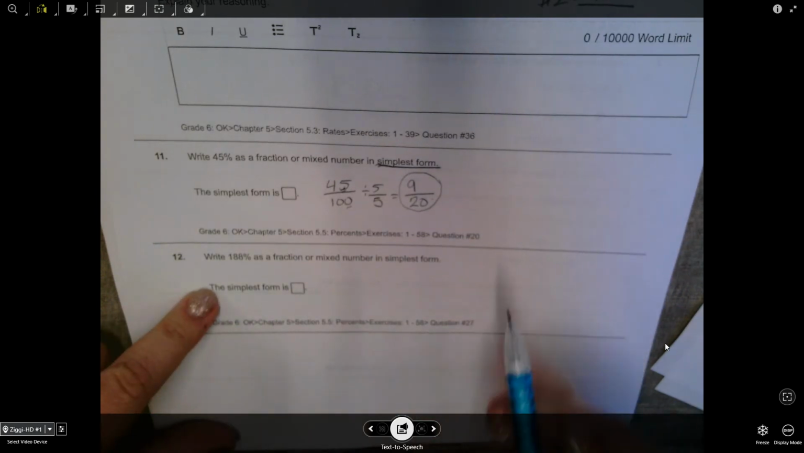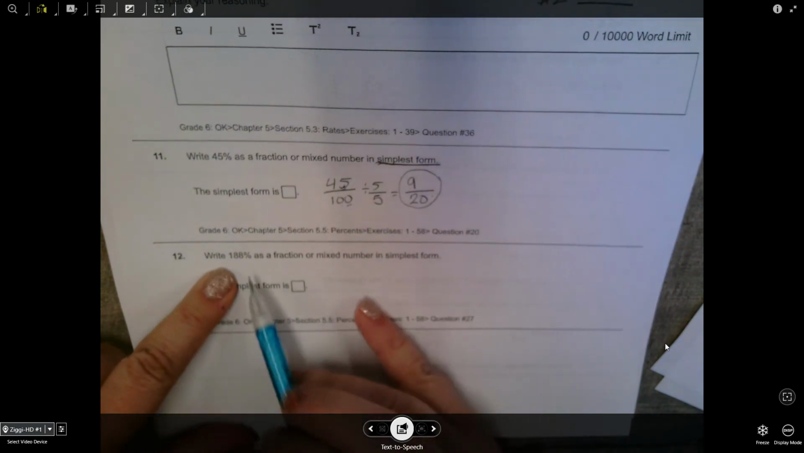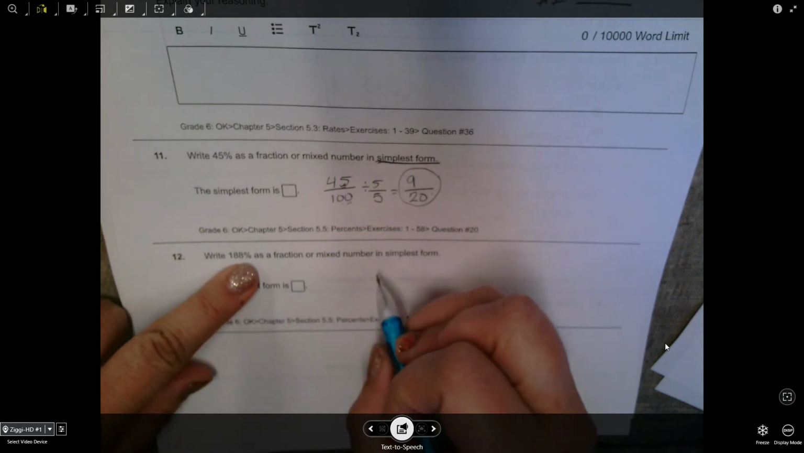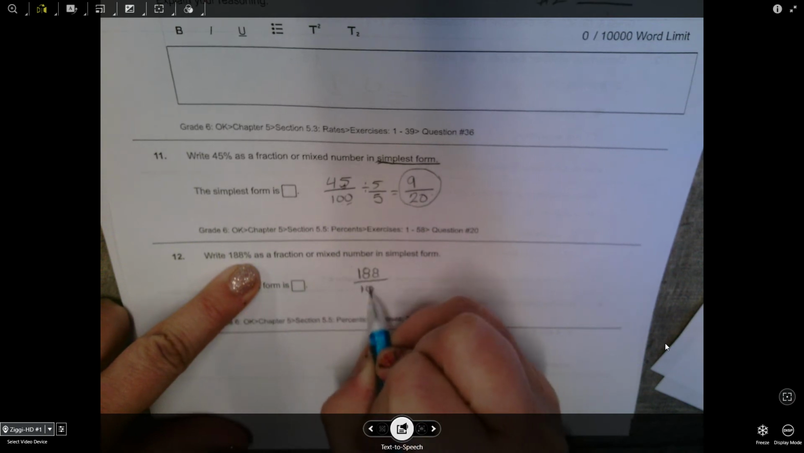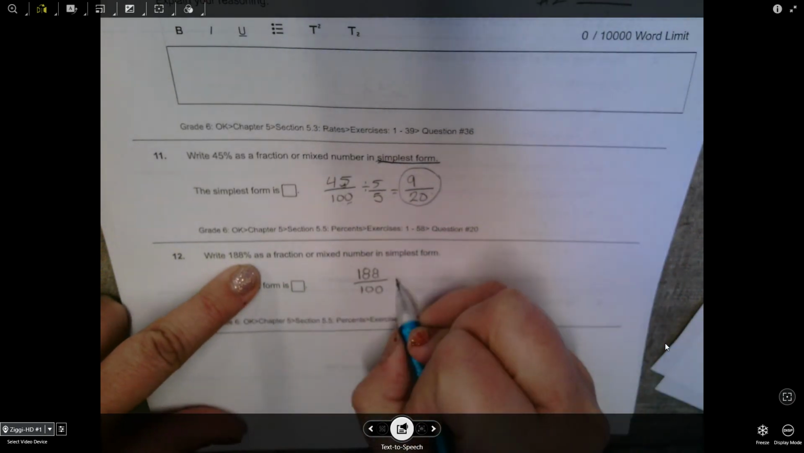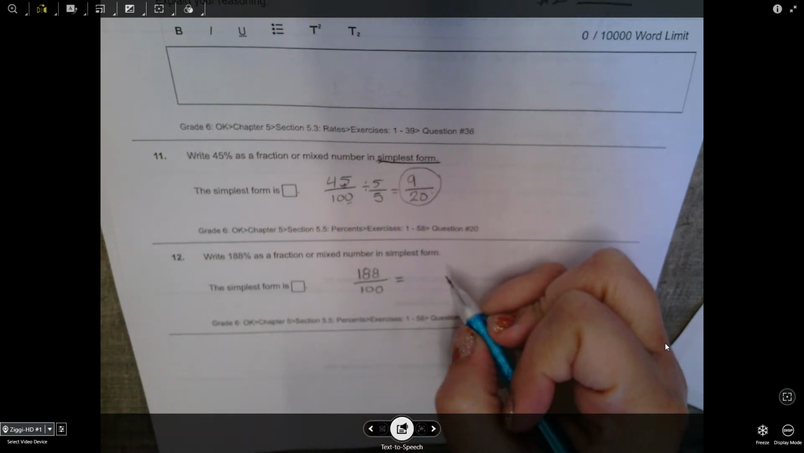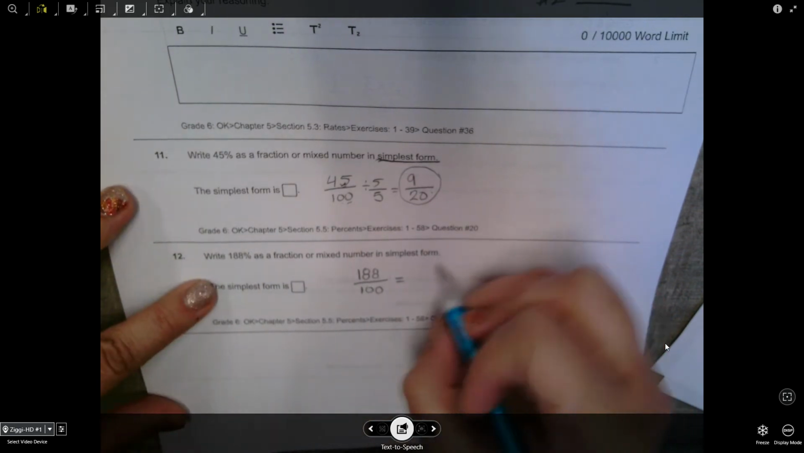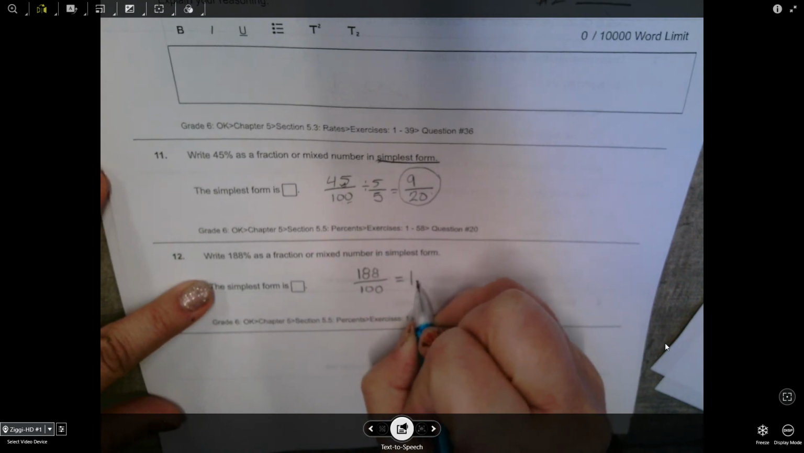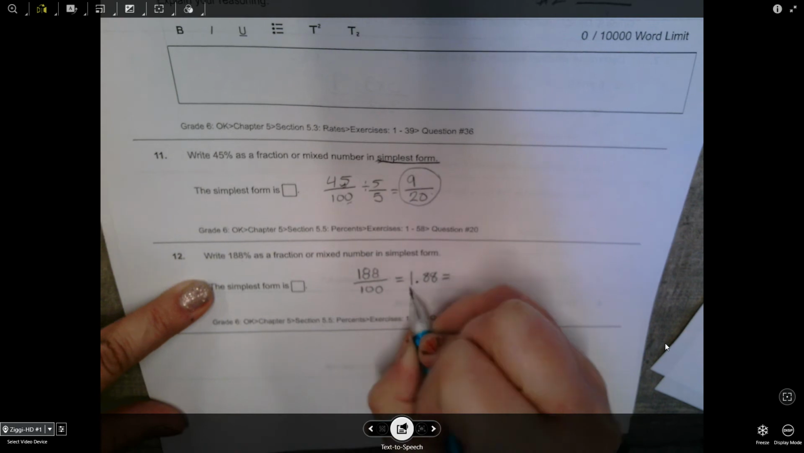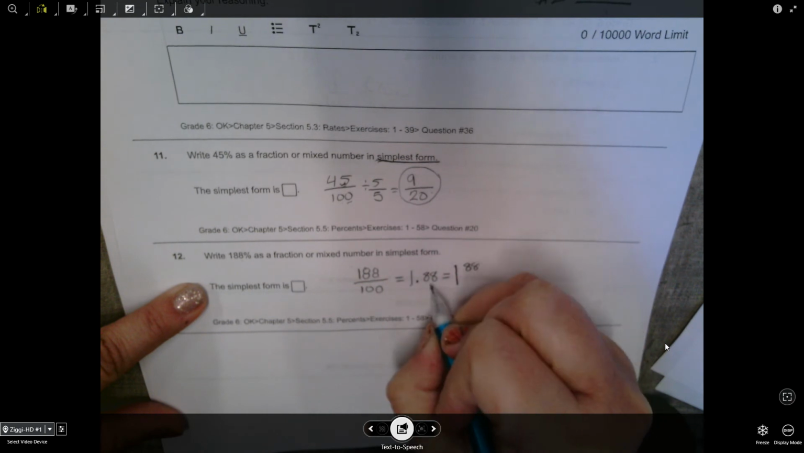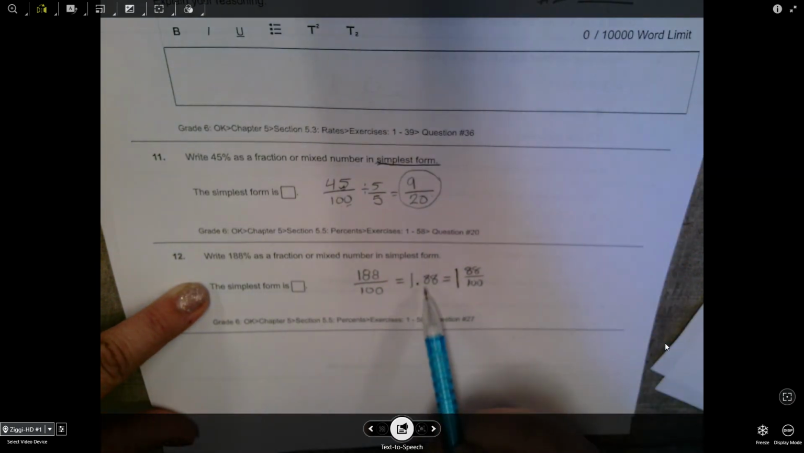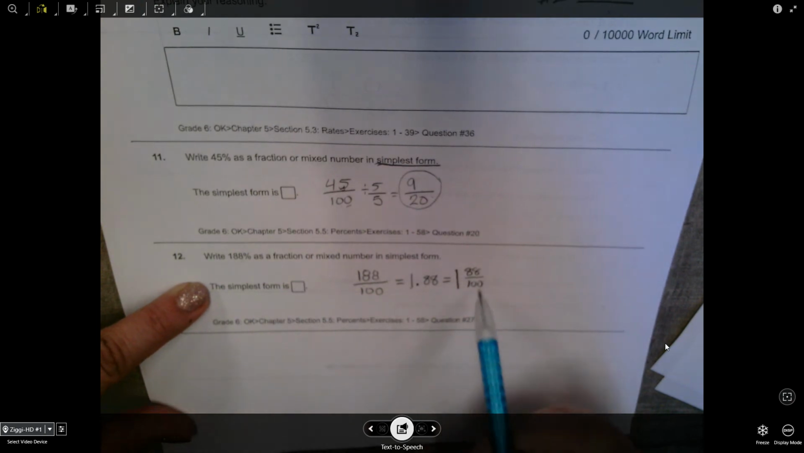The next one's the same, but you're going to convert to a mixed number. I'll go ahead and do this one with you because I can't help you with it on the test. Same thing. A percent is out of 100. So 188 out of 100. If you type that into your calculator, you're going to get 1.88. 1 is your whole number. 88 hundredths, right? Tenths, hundredths, 88 hundredths.